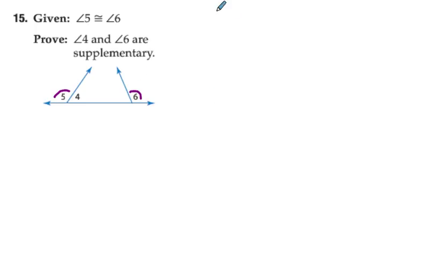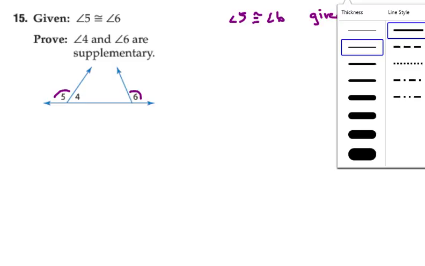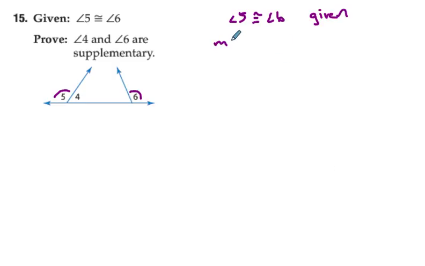So let's just go ahead and start with the fact that angle 5 is congruent to angle 6. That's our given. And then let's see, that means that their measures are equal. I'll go ahead and get that definition of congruence.